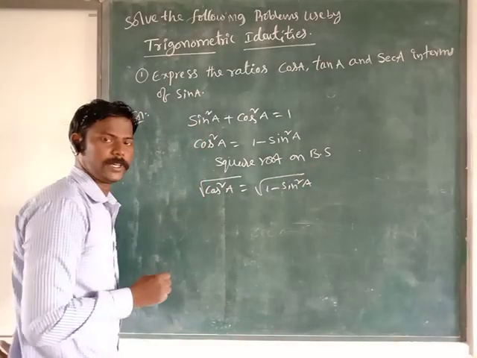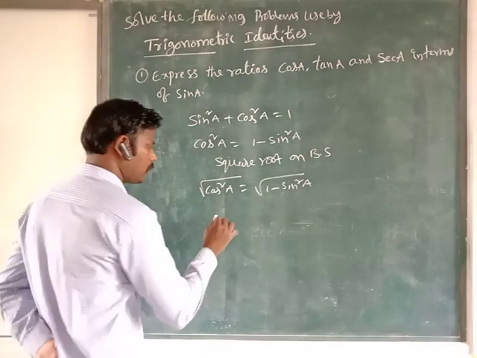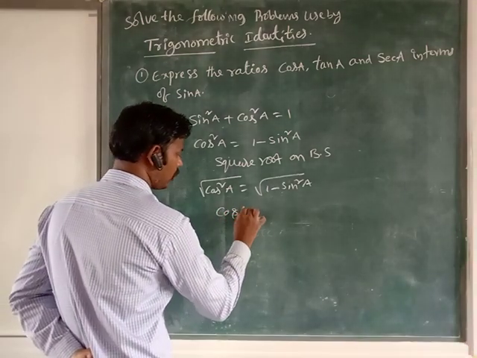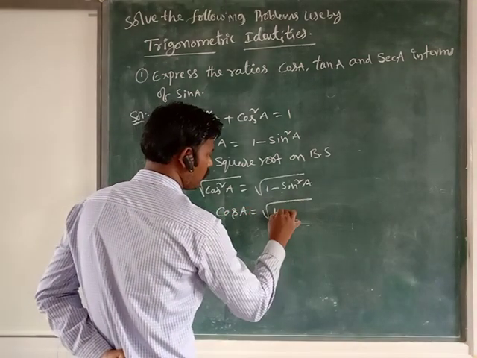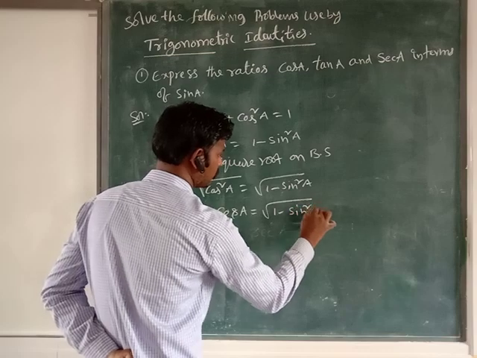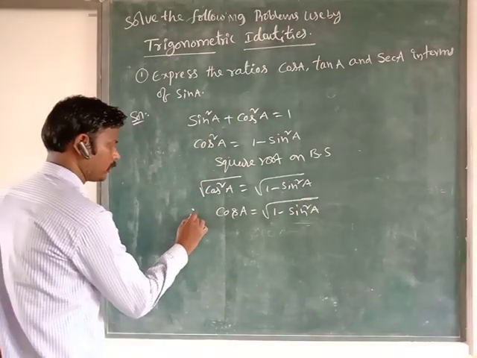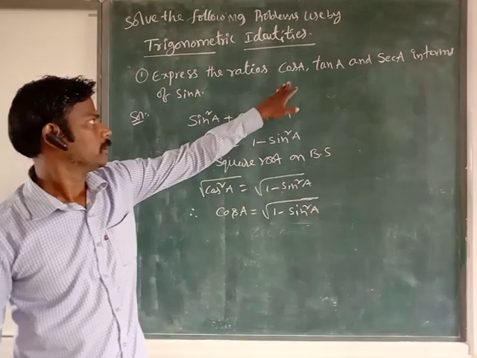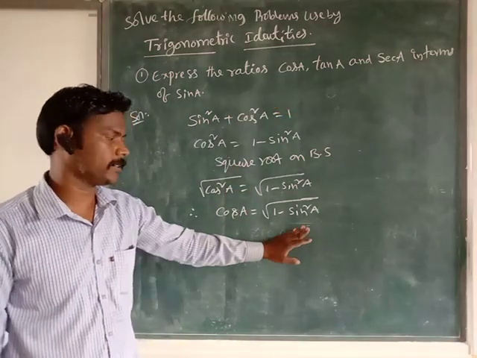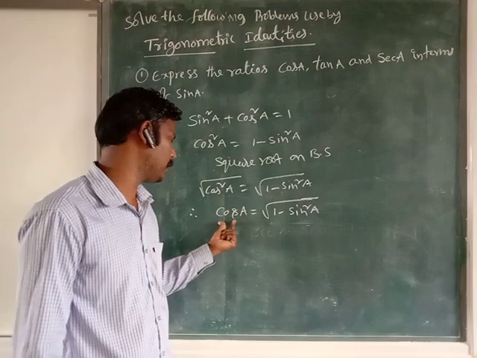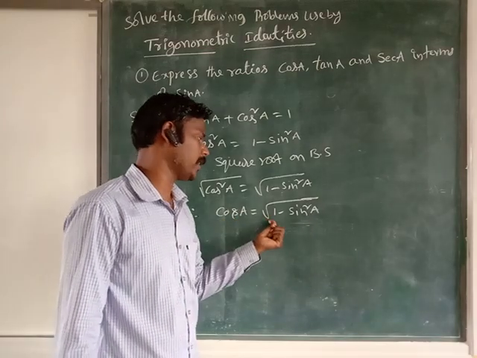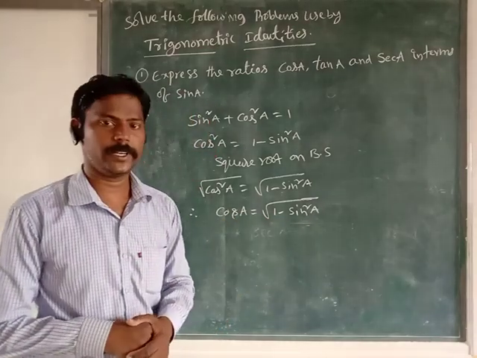Now square root is there, square symbol is there. So how can I write? Cos A equal to square root of 1 minus sin square A. Understand? This is the first one, cos A converted in terms of sin. Understand first problem? Cos A equal to square root of 1 minus sin square A.